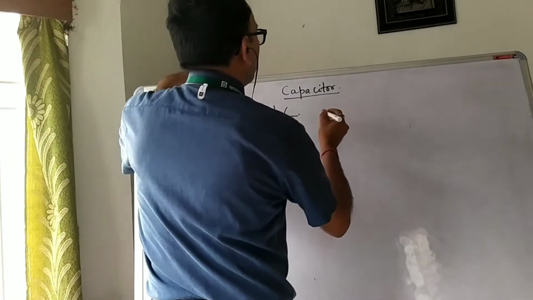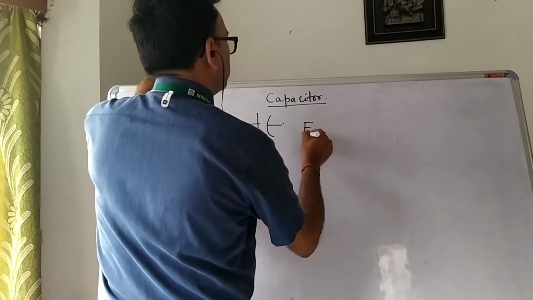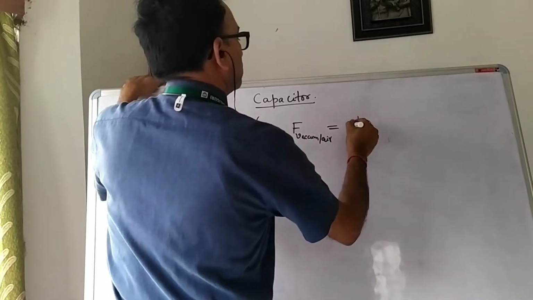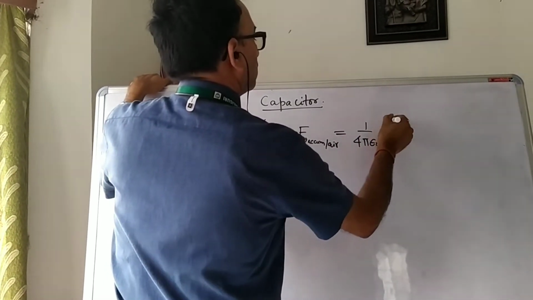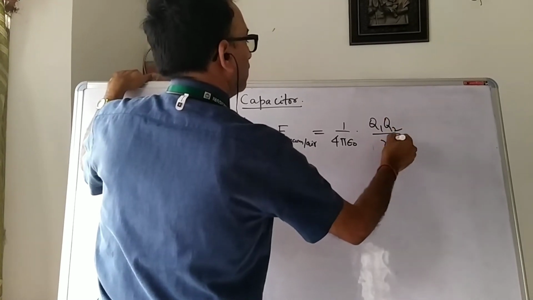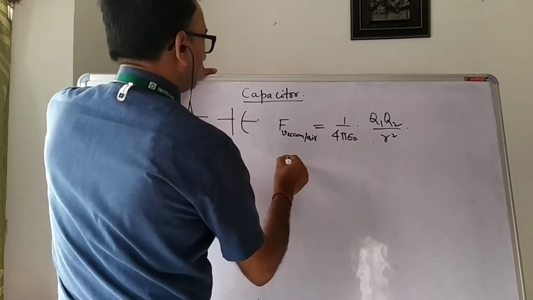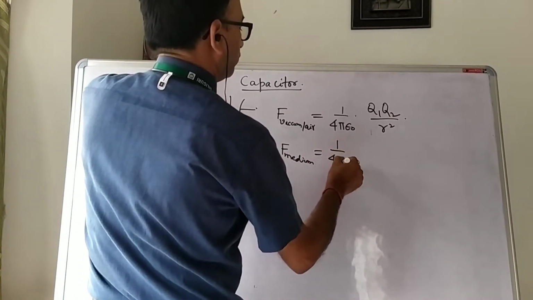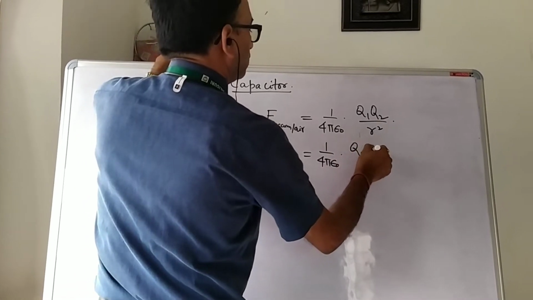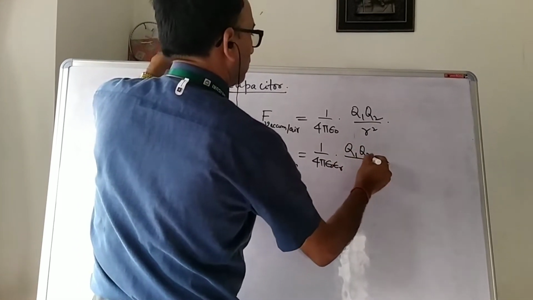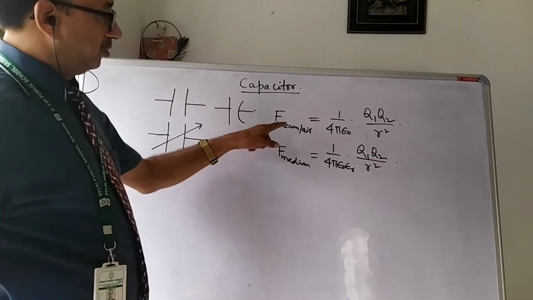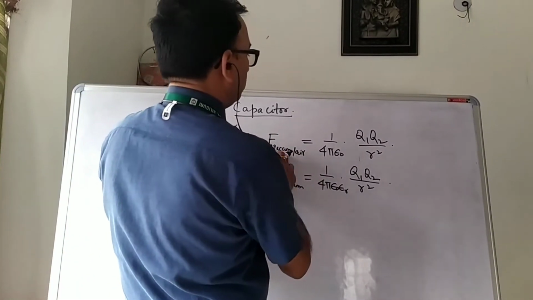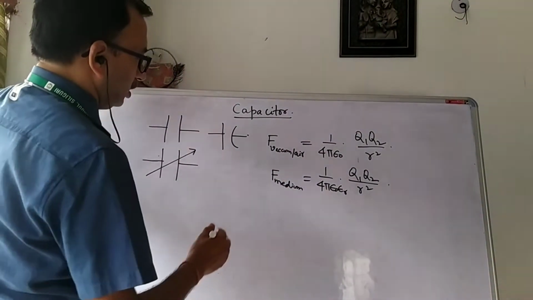Now we have learned that F_v, this is vacuum, or you can call it air, is 1 by 4 pi epsilon naught Q1 Q2 by R square. Now, if you calculate the force in the medium, then it is 1 by 4 pi epsilon naught epsilon r Q1 Q2 divided by R square. Now you can also, if you replace this Q2, it will become E. So the electric field in vacuum and the electric field in a medium.